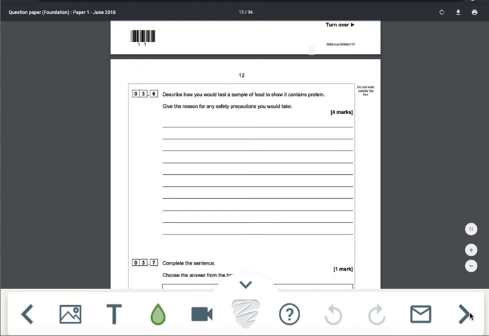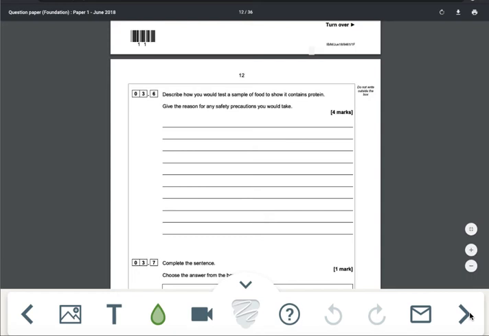Okay, next is the dreaded longer questions. But although it looks a lot more daunting than these multiple choice questions, the marks are not that hard to get. You just need to read the question very carefully, and you need to make sure you answer every single point of the question in your answer. Okay? So the question says, describe how you would test a sample of food to show it contains protein. Okay? And you also need to give the reason for any safety precautions you would take.